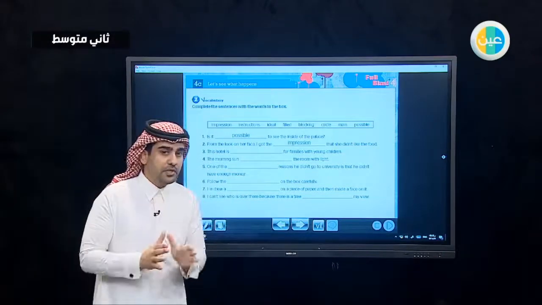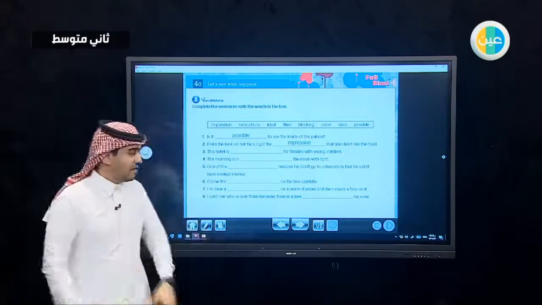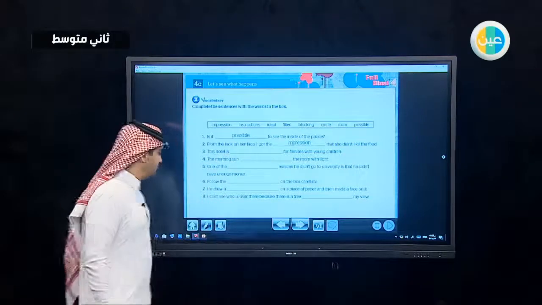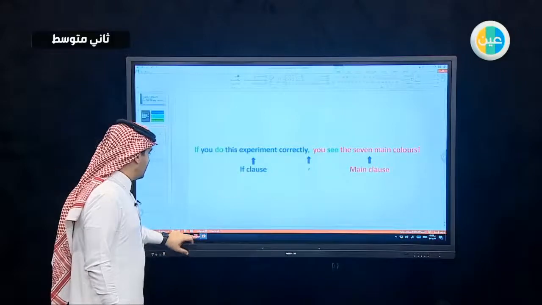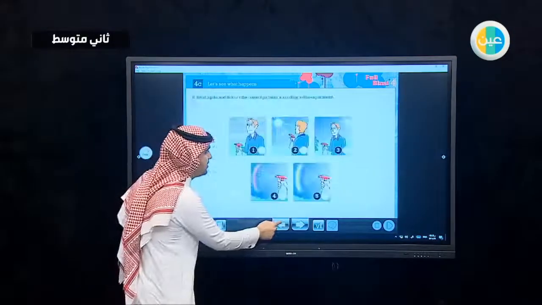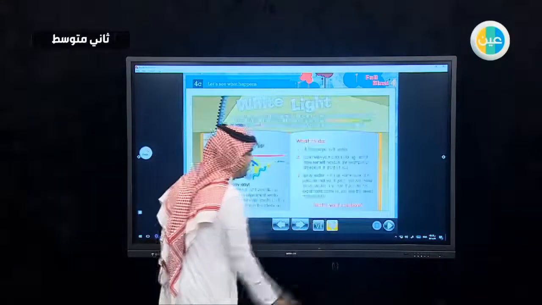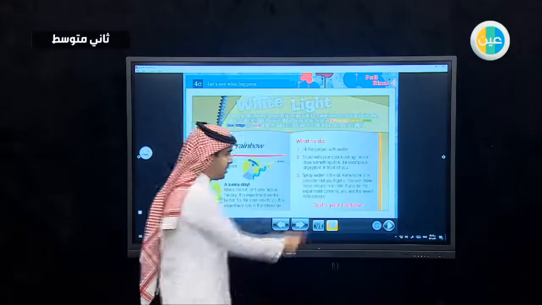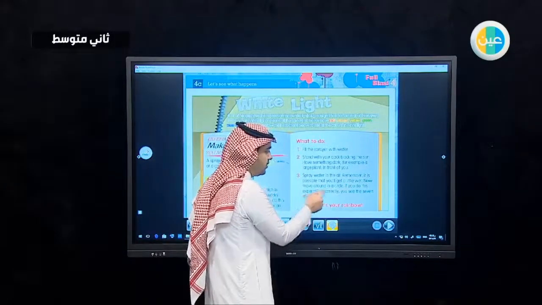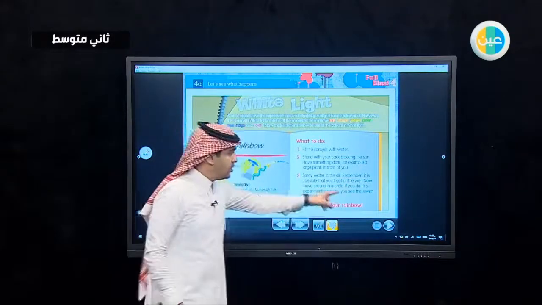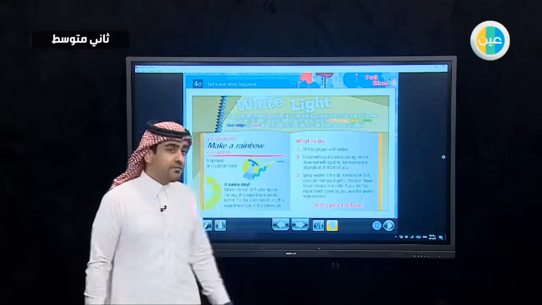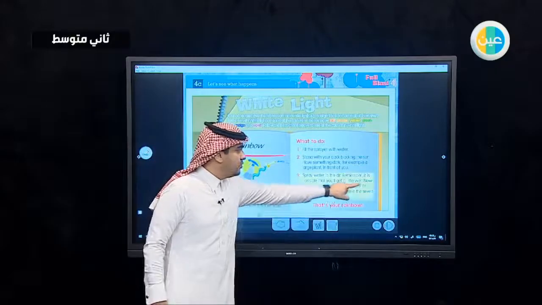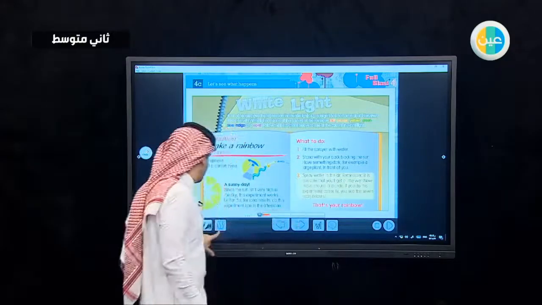Okay, impressions are not always right. Sometimes they can be wrong. Now let's take a look at this sentence and tell me what you think. If you do this experiment correctly, you see the 7 main colors. Okay? If you do this, spray water.